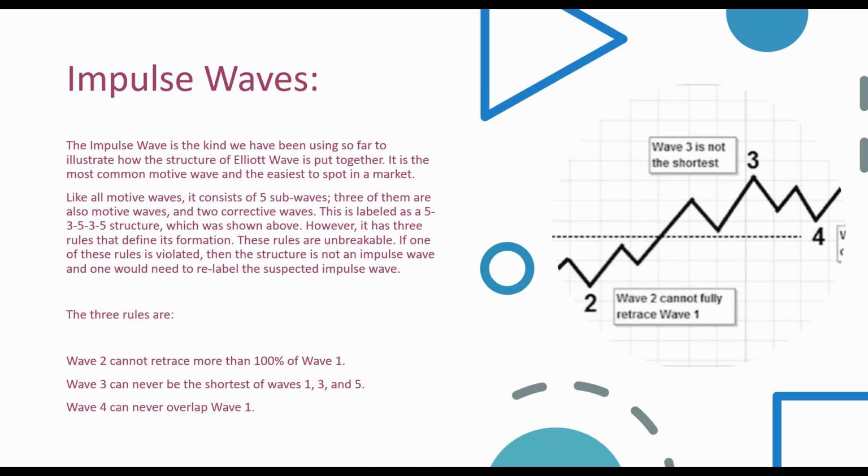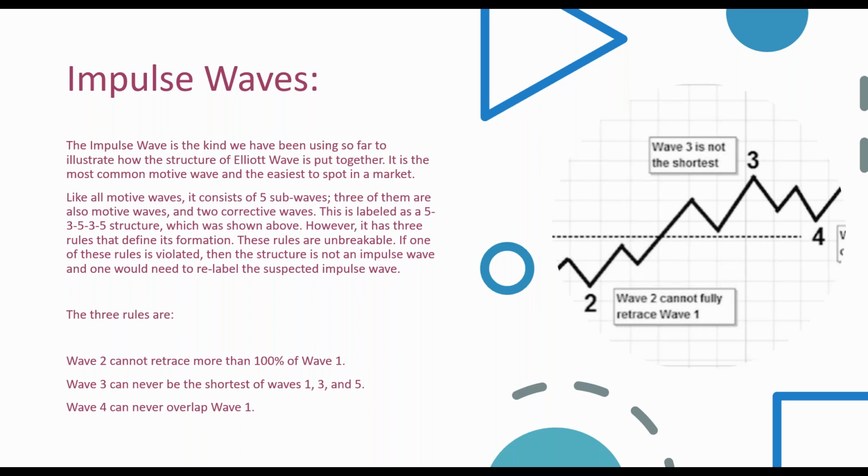So in impulse waves, which are the push, ease, push, ease, push, ease, which are the 1, 2, 3s, and 4s, the basic rules are that wave 2 cannot retrace more than 100% of wave 1. Well, what happens when it does? Wave 3 can never be the shortest wave of the 1, 3, and 5. And wave 4 can never overlap wave 1. Doesn't mean I throw it all in the trash can.